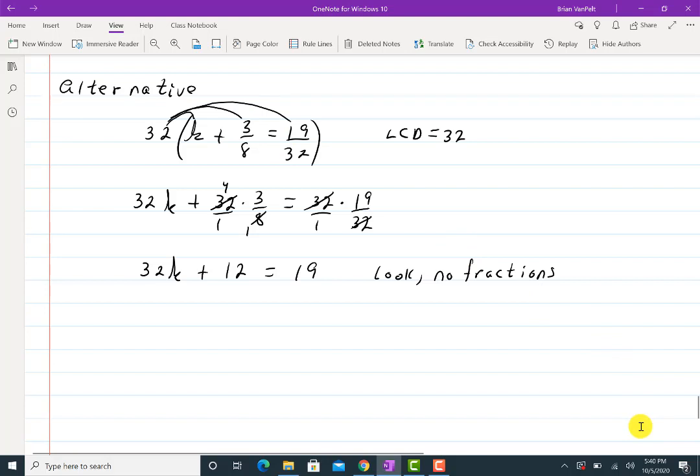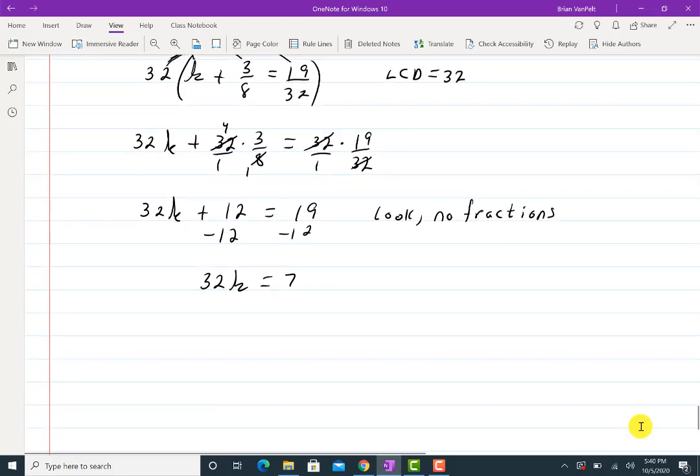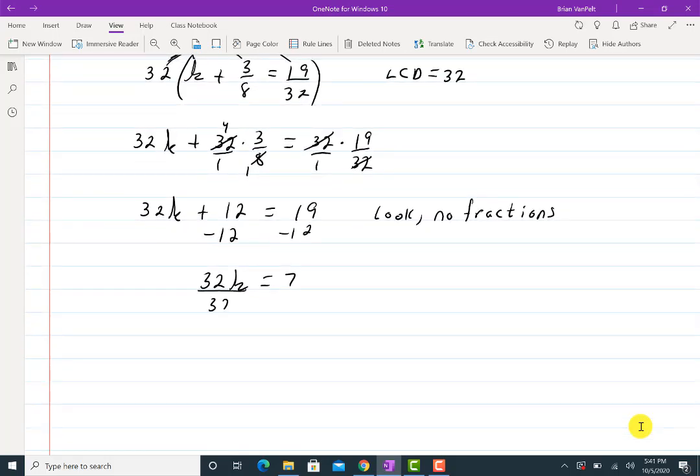Now to solve this, we've done this 100 times now. I simply subtract 12. And 32k equals 7. And then I'll divide both sides by 32. And so we'll get k equals 7 over 32, which is the same answer that I got before.